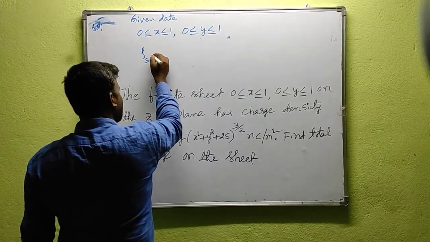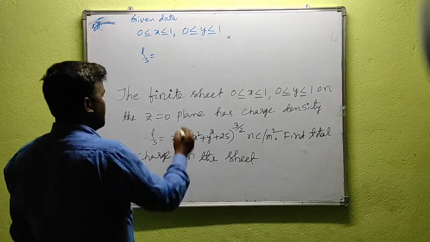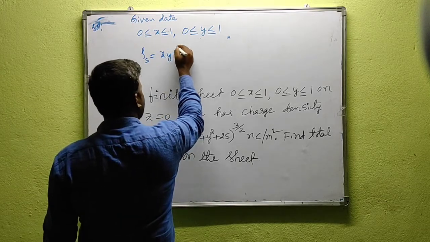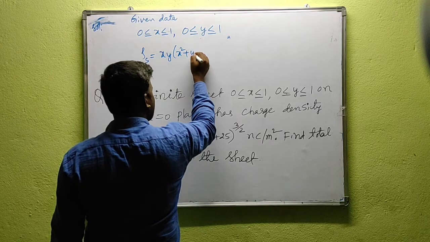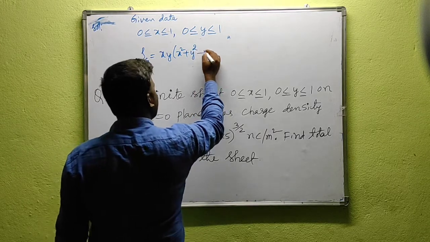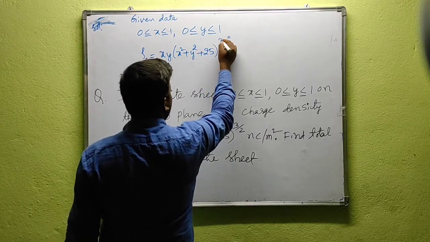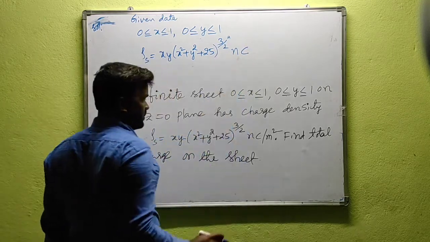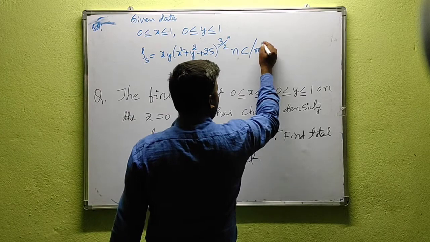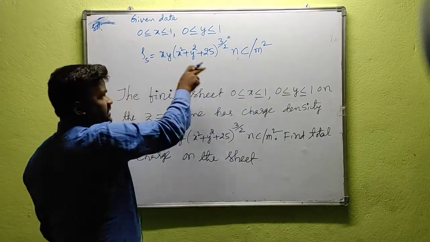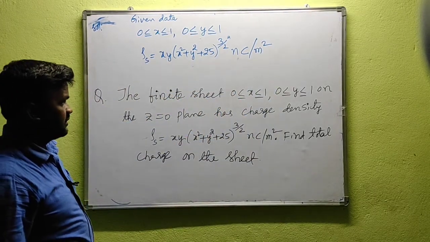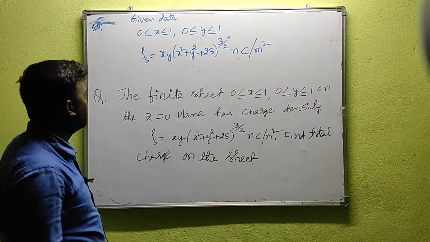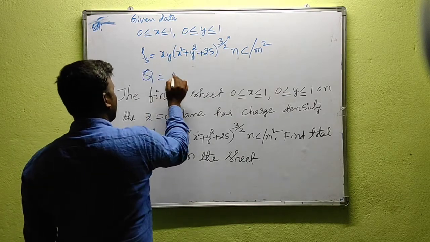What is rho s? Rho s is xy into x square plus y square plus 25 whole power 3 by 2 nano coulombs per meter square. Basically the unit of surface charge density is coulombs per meter square. They asked what? Find q. We need to determine the q.